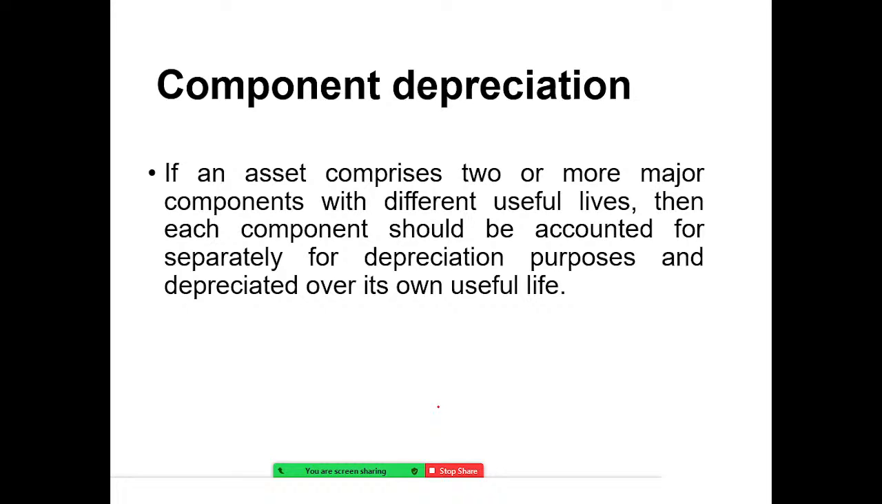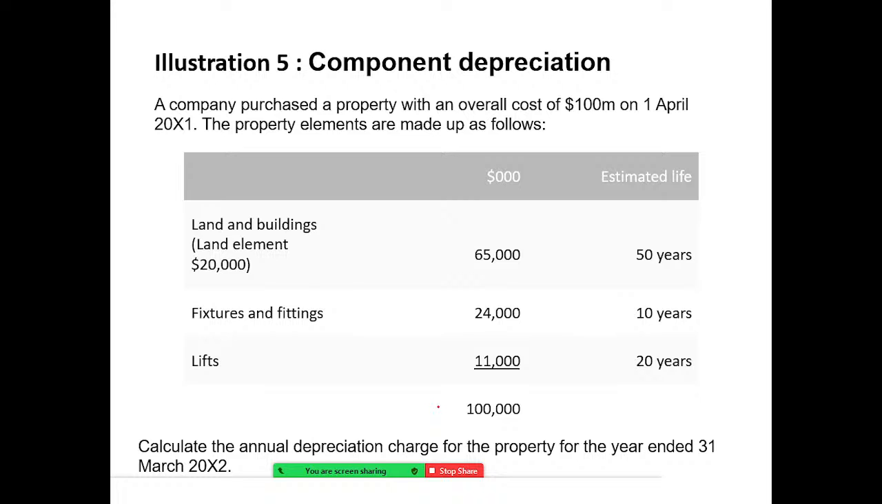So if an asset comprises 2 or more major components with different useful lives, then each component should be accounted for separately for depreciation purposes and depreciated over its own useful life. So we can understand easily from these illustrations.